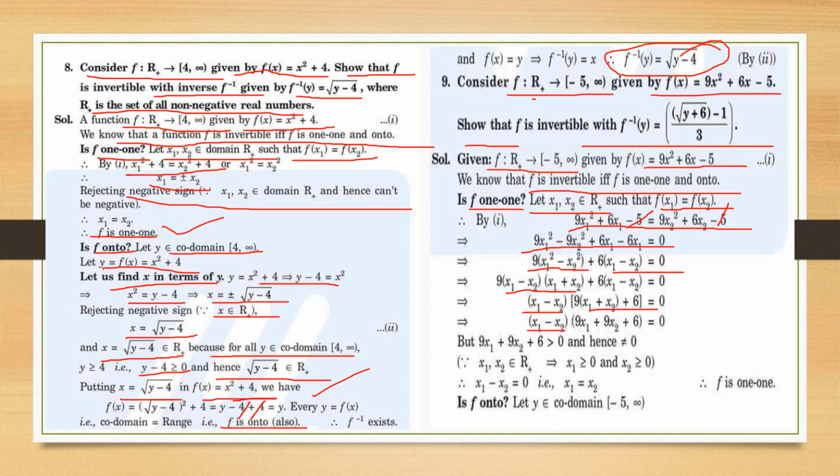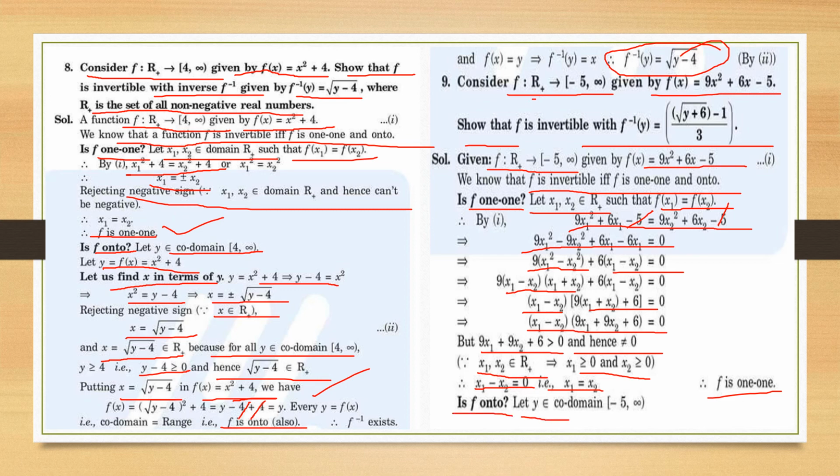Okay. Now see from here that this 9 times (x1 plus x2) plus 6 is always positive and is not equal to 0. Why? Because my x1, x2 are positive. So some positive plus 6 will be positive, greater than 0, right? So that means definitely the other factor x1 minus x2 is 0. That means x1 equal to x2. That means my function is one-one. Okay. And now let's prove it as onto.